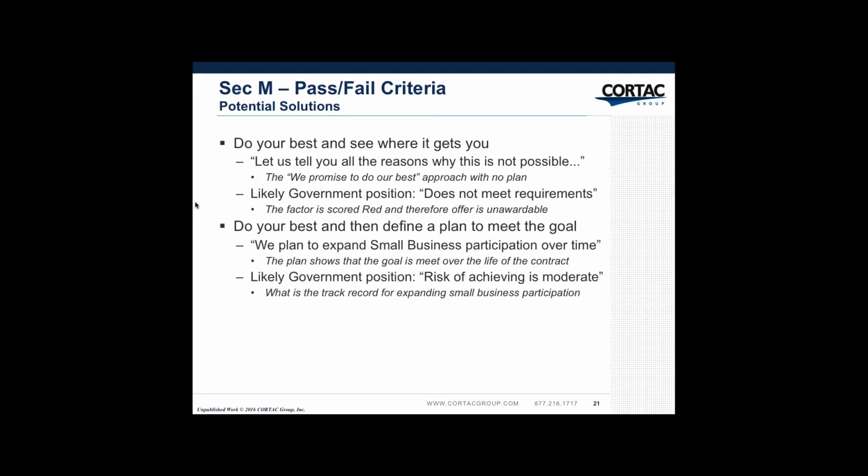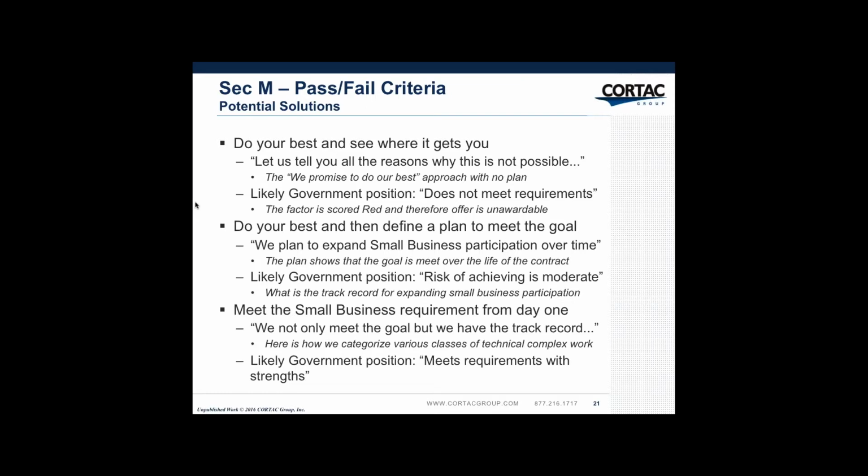You do your best and then define a plan to meet the goal, right? So you say, right now at this point, I've got small business participation. And when I get out to the future, especially when I get into the support phase of the program, I plan to bring on additional small businesses because that's best suited for that type of work. The problem there is the risk of achieving your goals in the future is moderate. You have to give them the track record of expanding the small business participation. If you don't have that track record, how can they determine on your promise? An empty promise is usually viewed as risky.